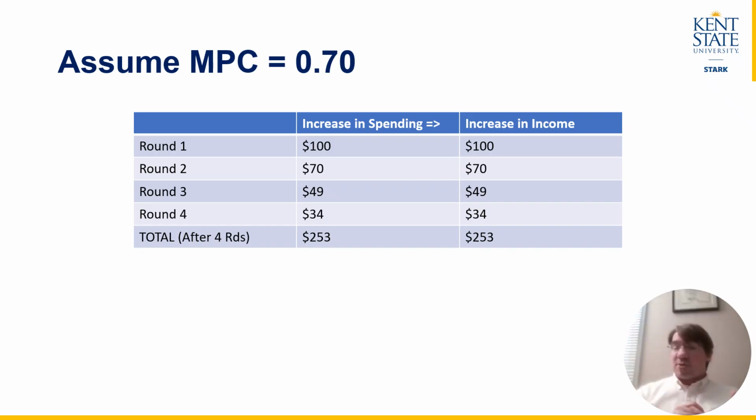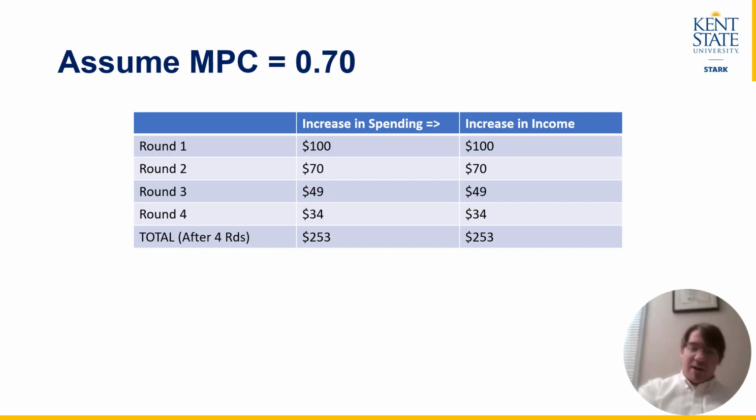Assuming a marginal propensity to consume of 70%, or 0.7, they say, oh, this is great. I have $100. I'm going to go out and spend 70 of that. As they spend that 70, it appears as somebody else's income. So now we have $100 from the first round of additional income plus $70 of additional income from the second round. Of course, that $70 that just got spent is somebody else's income.